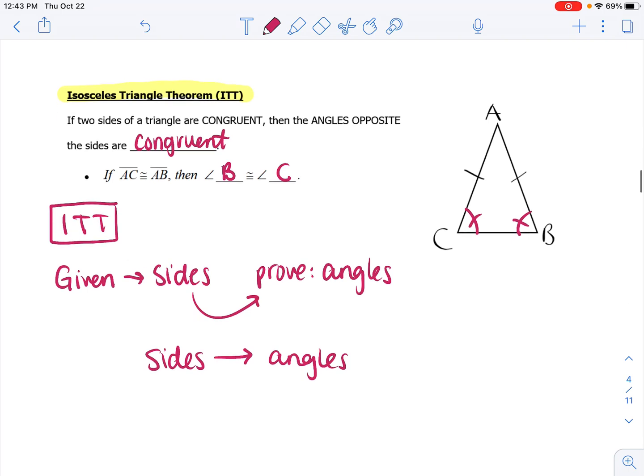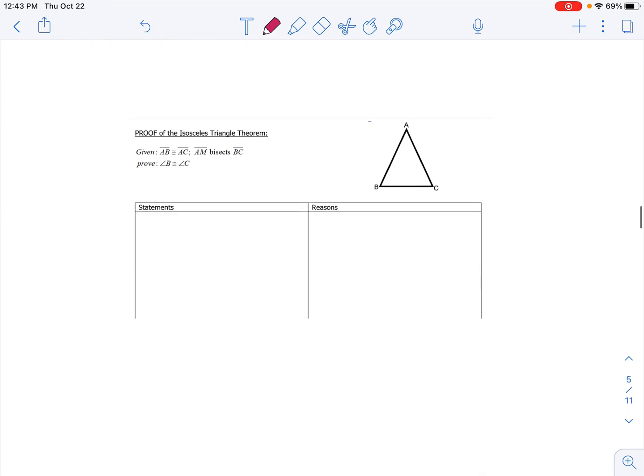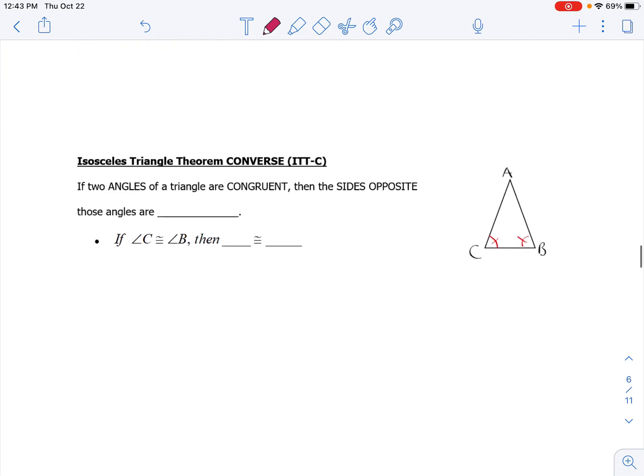Hypothesis and conclusion will switch. So if two angles of a triangle are congruent, then the sides opposite those angles are congruent.